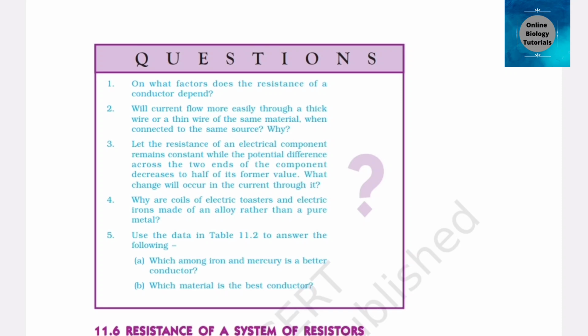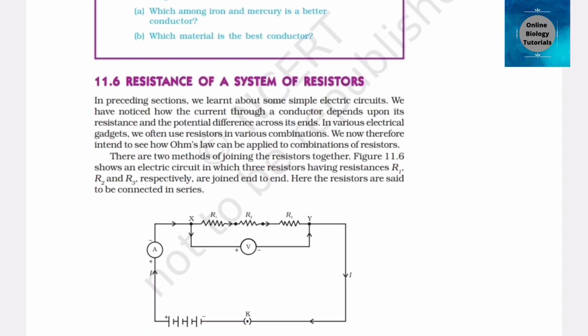11.6 Resistance of a system of resistors. In the preceding sections, we learned about some simple electric circuits. We have noticed how the current through a conductor depends upon its resistance and the potential difference across its ends. In various electrical gadgets, we often use resistors in various combinations. We now, therefore, intend to see how Ohm's law can be applied to combinations of resistors.